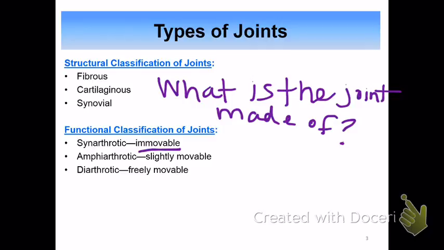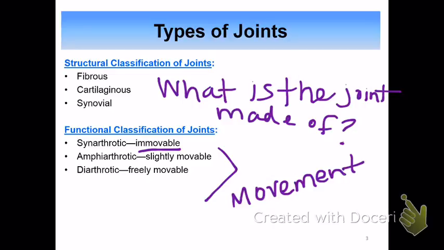And then functional, how much does it move? This is the functional classification, aka how much do they move? The synarthrotic, they don't move at all. Amphiarthrotic, they move just a little bit, just slightly. And then the diarthrotic, they move a lot. These are the ones we're really thinking of as being joints. Elbow, knee, shoulder, fingers, those are really joints. I mean, they're all joints, but the diarthrotics are the ones we think of.